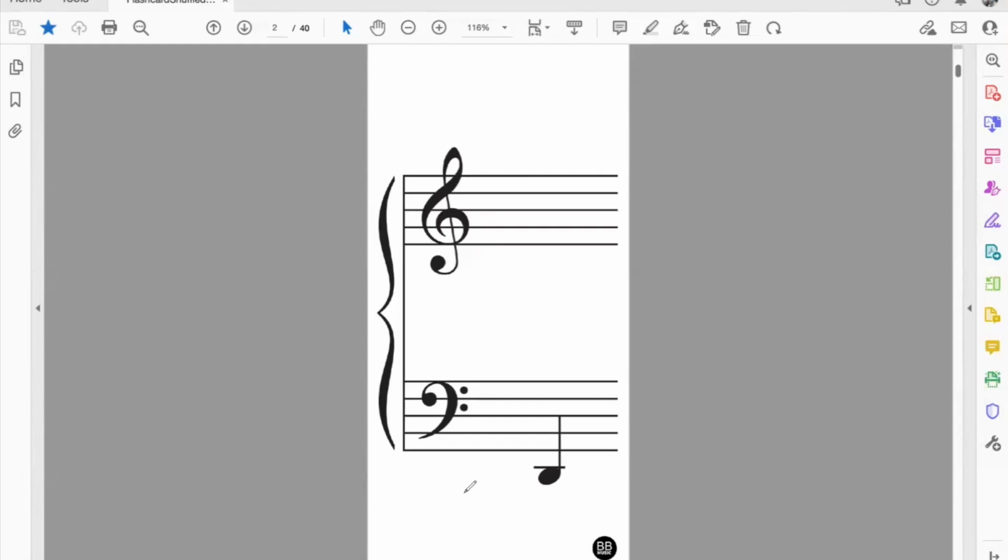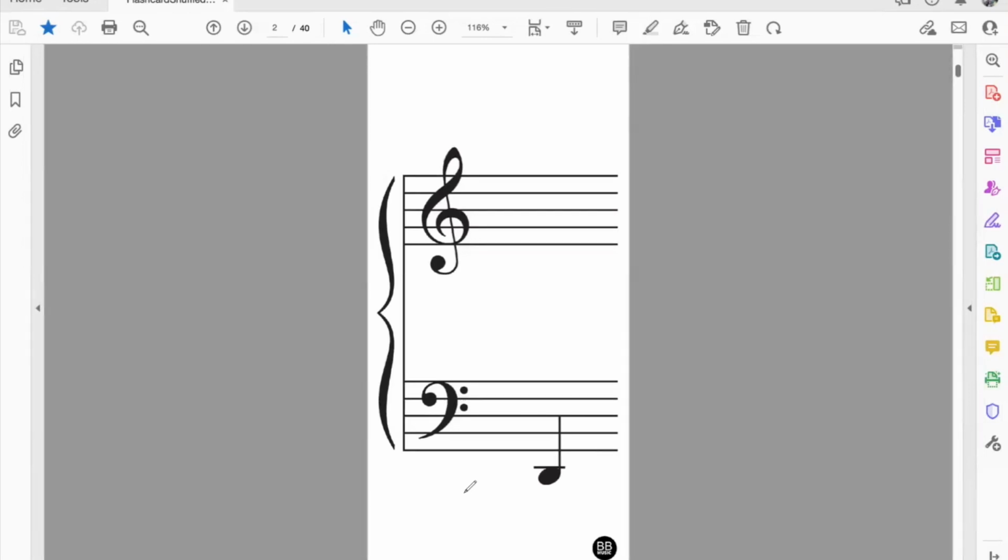A, C, E, G, B, D, F, A, C, E, G, B, D. Wait, what'd you say? I said D. D again? Okay, F, A, C. Okay, now we're going to do it backwards and skips.